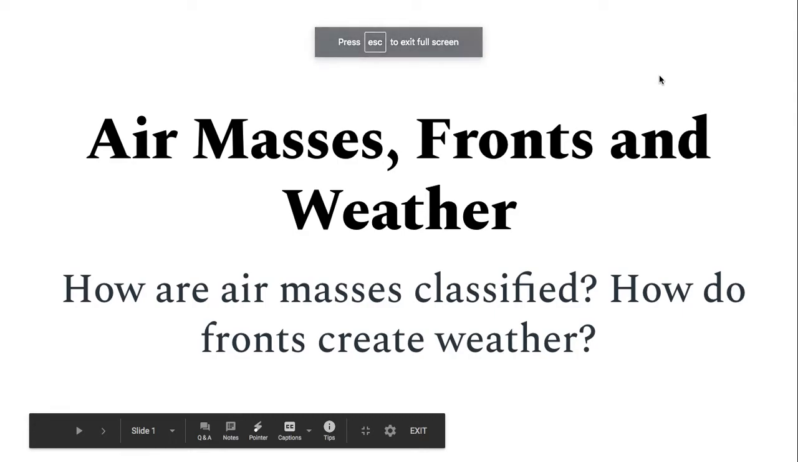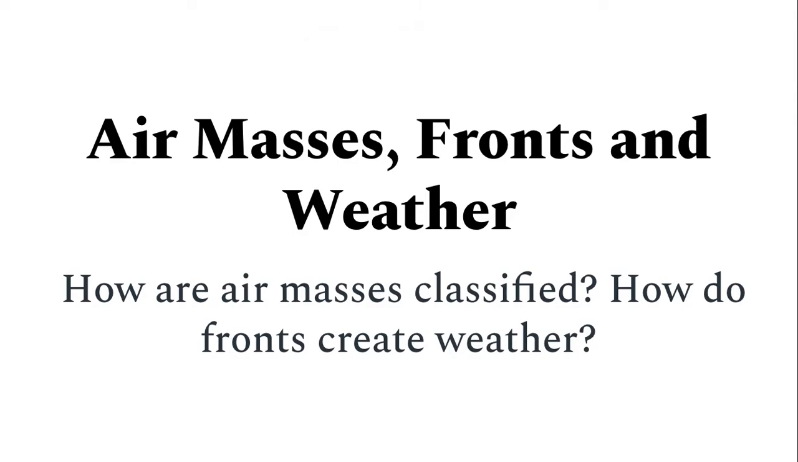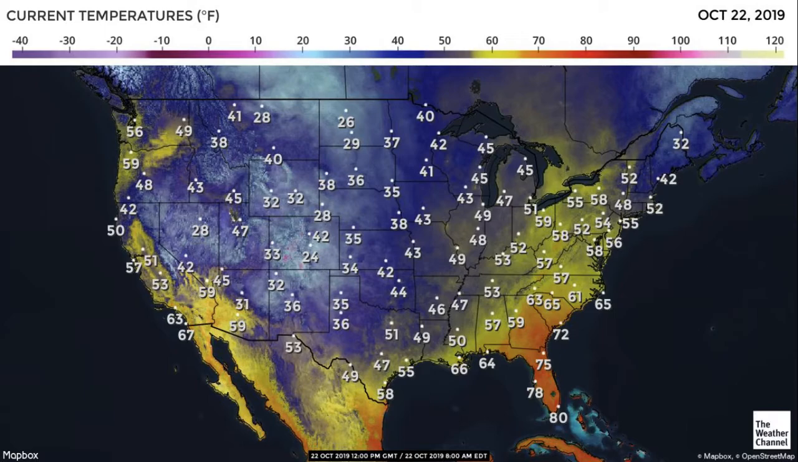So we want to know how are air masses classified, and how do these air masses create fronts, and how do those fronts create weather that we then experience. Alright, so let's start by looking at slides 2 and 3. There's a couple maps on here. Alright, these are some just run-of-the-mill weather maps.